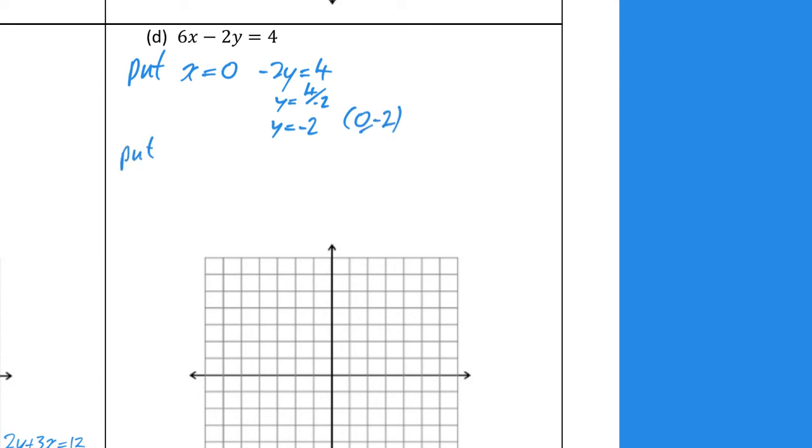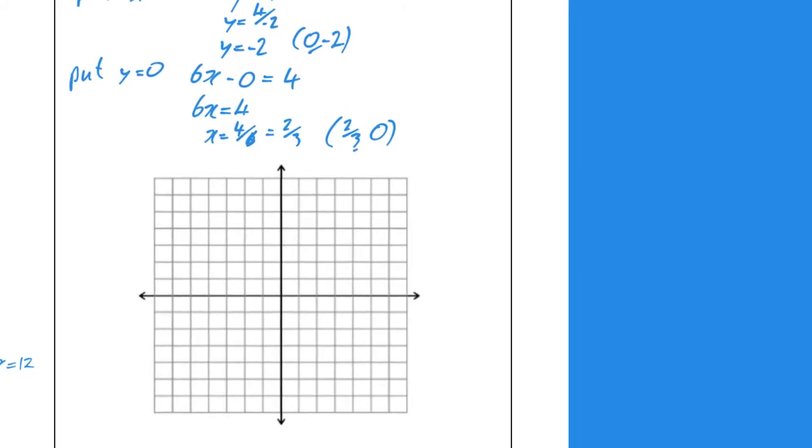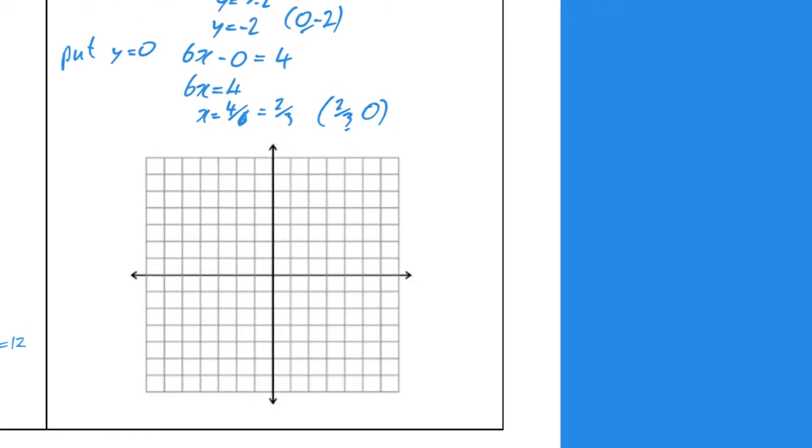We're also going to say put y equal to 0. And then you're going to have 6x minus 0 is equal to 4, which means 6x is just equal to 4, which means x is equal to 4 over 6. And 4 divided by 6 is 2/3. So you've got this time (2/3, 0). So a similar idea to one we had before. I've got 2/3, which is awkward to plot.